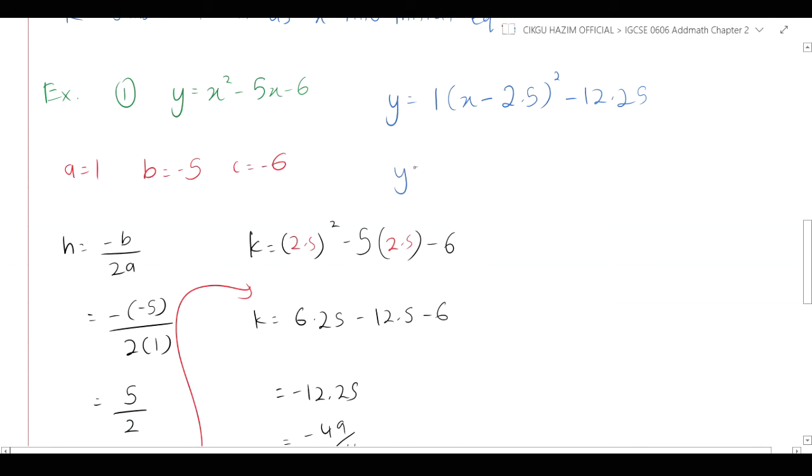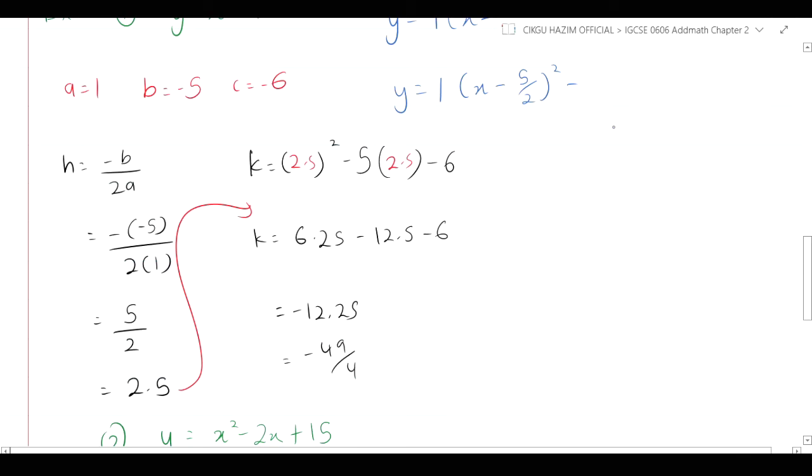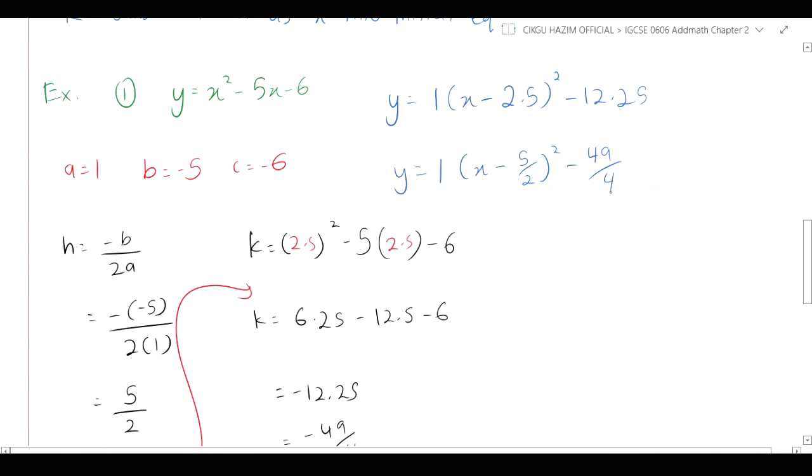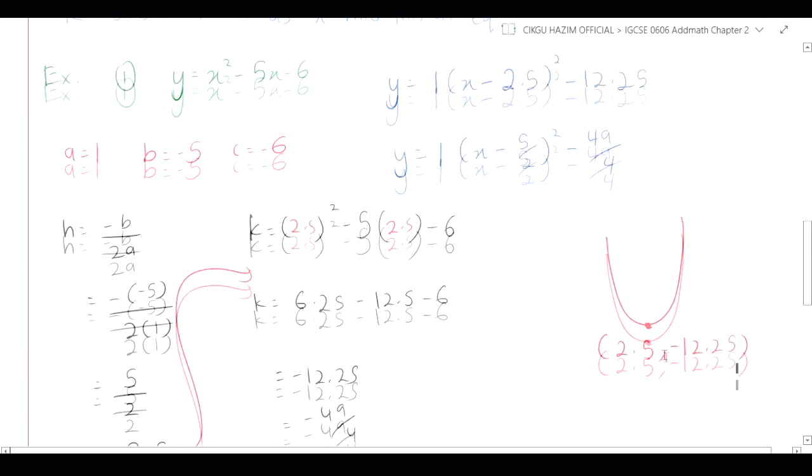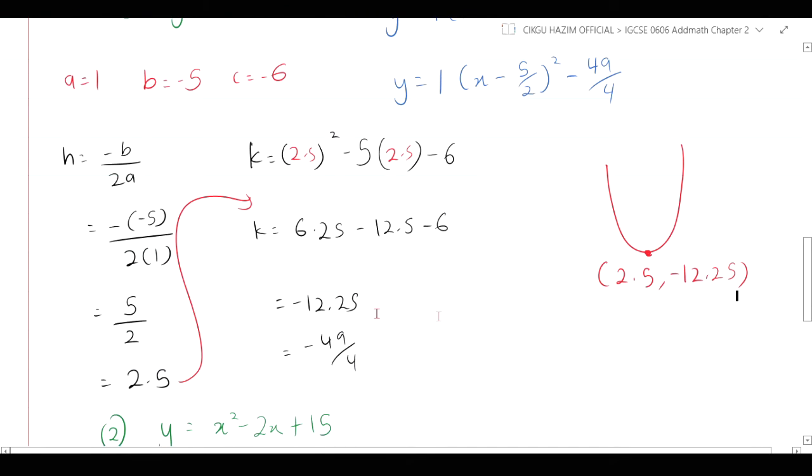Or if it's in fraction, y equals 1 bracket x minus 5 over 2 squared minus 49 over 4. It's quicker than completing the square. And straight away, you should know that this is a smiling graph, and the coordinate of the minimum point here is 2.5 and negative 12.25. Remember, the sign in the formula is negative, so h is only the value here, not negative 2.5.